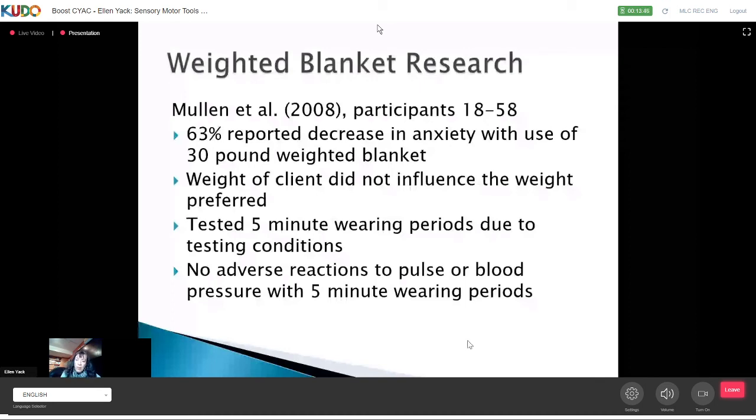This study, and again, I'm not going to go through the study, did show a significant decrease in anxiety. And this was a study with adults, and they used a 30-pound weight.